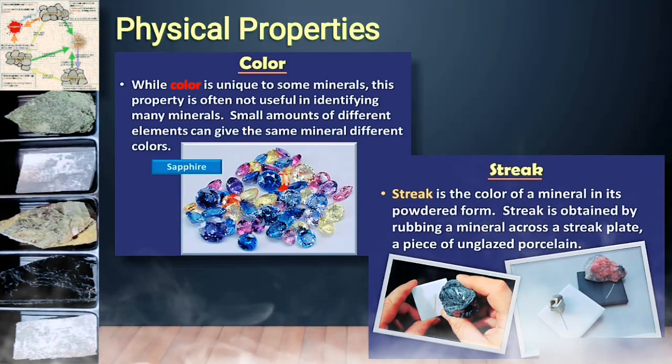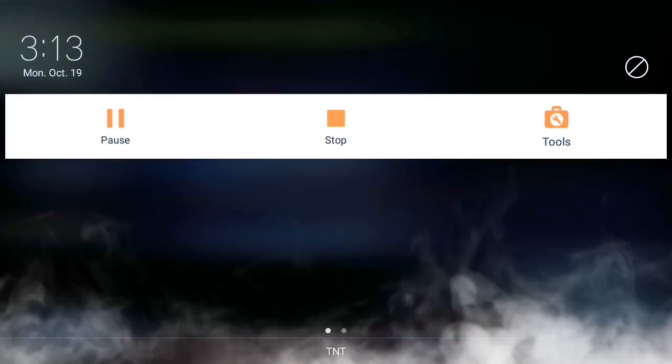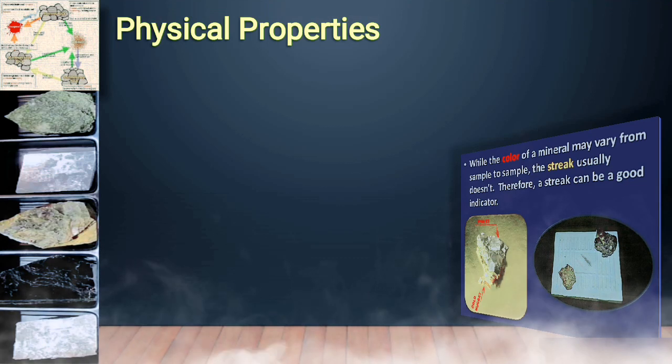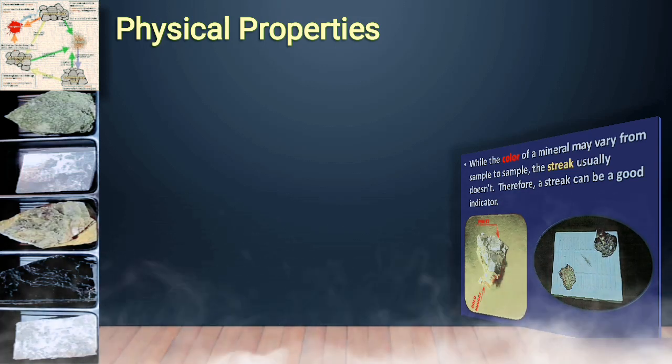Next is streak. Streak is the color of a mineral's powder. Streak is a more reliable property than color because it does not vary. Minerals that are the same color may have a different colored streak. Many minerals such as quartz do not have this kind of streak. To check streak, scrape the mineral across an unglazed porcelain plate. A yellow gold pyrite has a blackish streak, another indicator that pyrite is not gold, which has a golden yellow streak. While the color of a mineral may vary from sample to sample, the streak usually doesn't. Therefore, a streak can be a good indicator.